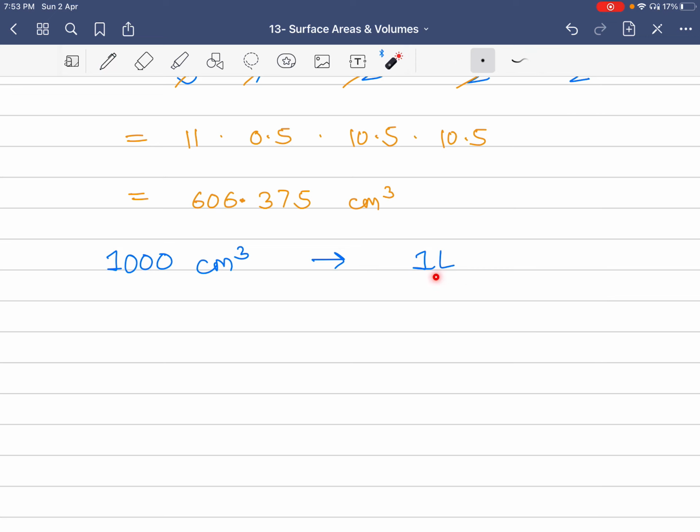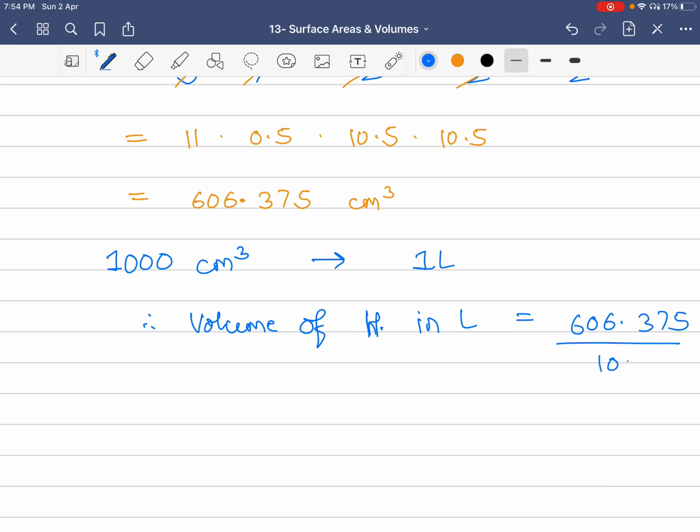So 1 liter is actually 1000 centimeter cube, but our volume of the hemispherical bowl has come to be this, so how many liters will it be? Therefore, the volume of the hemisphere in liters is equal to 606.375 divided by 1000. So that is going to be roughly 0.6 liters.